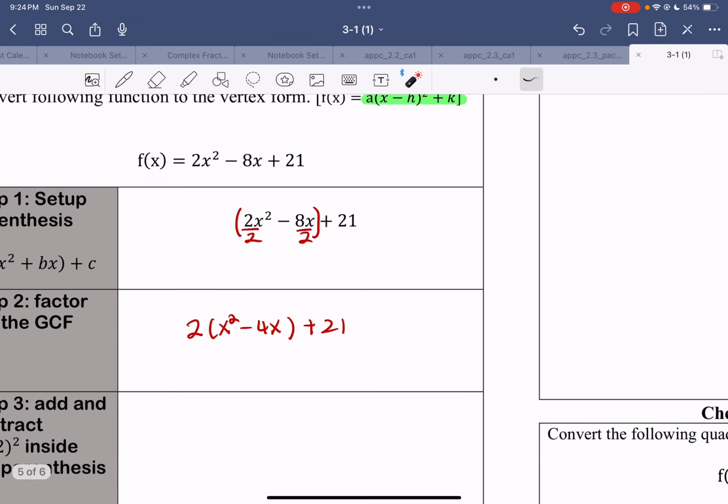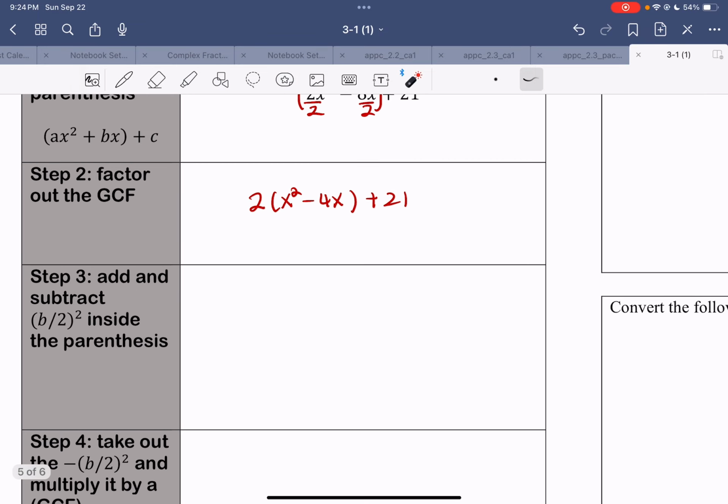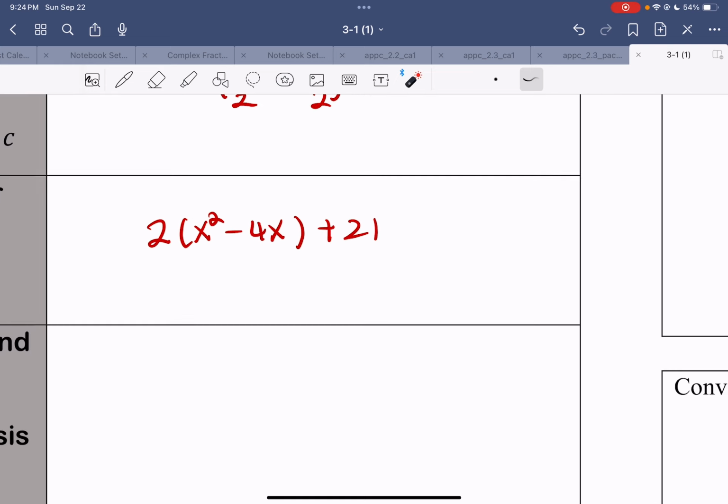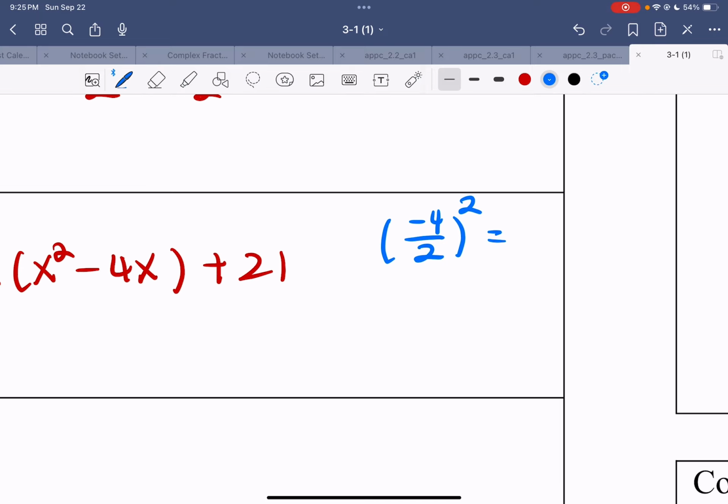Now, if I want to make this into this format, I have to add and subtract (b over 2) squared. In this case, our b is -4. So let's make a side note here. I'm going to divide this number by 2, and then I'm going to square it. So this number is always going to be positive. Now, -4 divided by 2 is -2, and -2 squared is +4. So it's going to be 4.